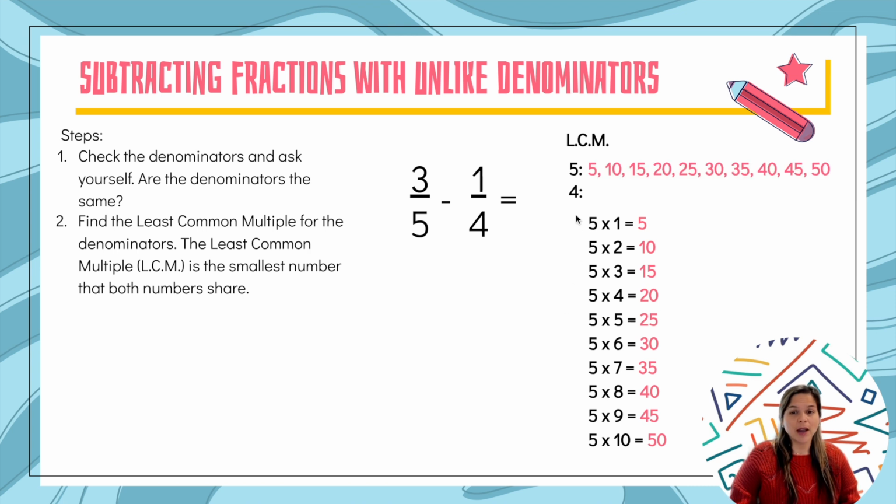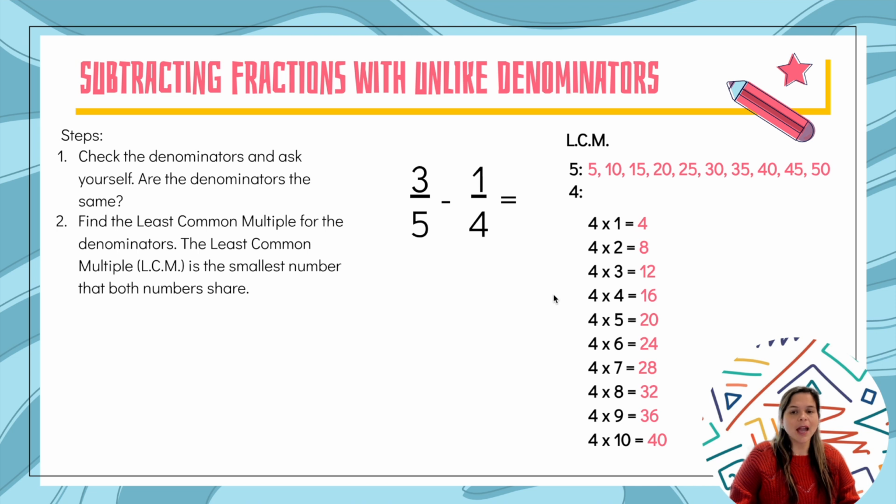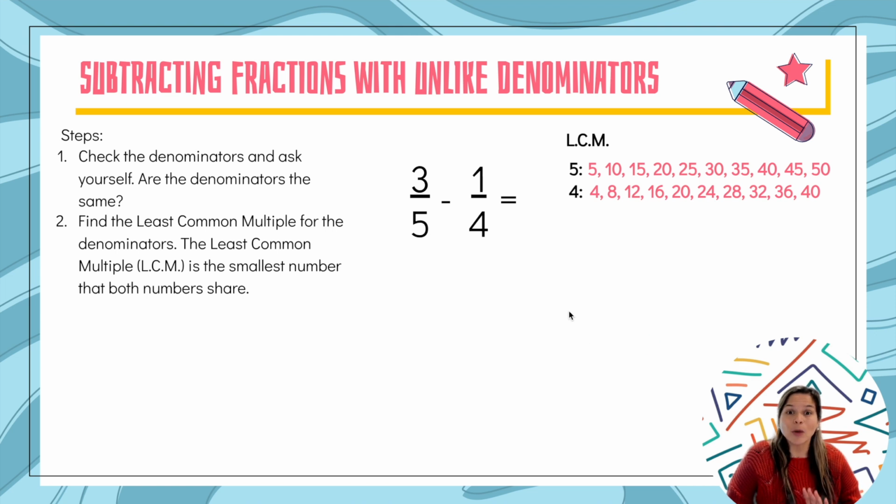So for number 5, we have multiples 5, 10, 15, 20, 25, 30, 35, 40, 45, 50. Excellent. Now we're going to find the multiples for number 4. And we have 4, 8, 12, 16, 20, 24, 28, 36, 40. We're going to stop here and we're going to check.